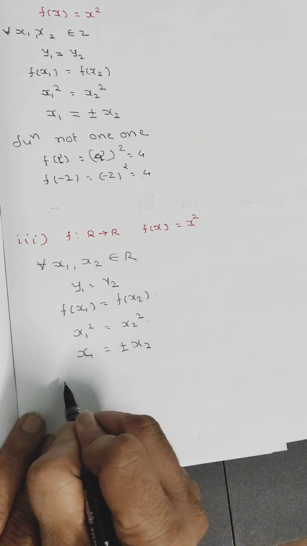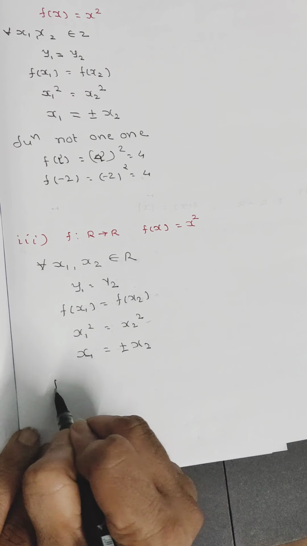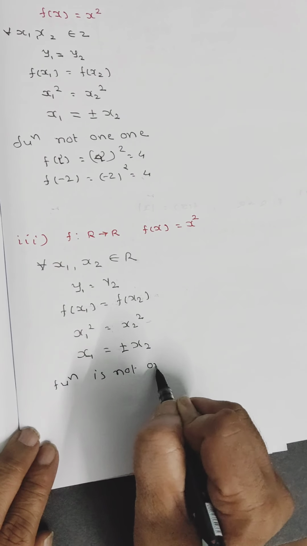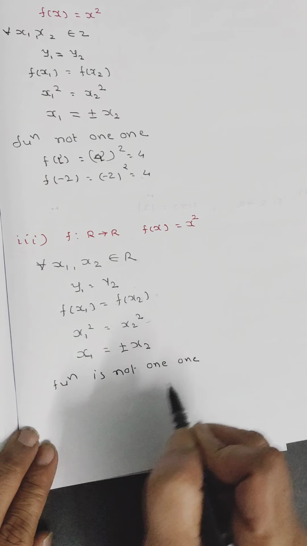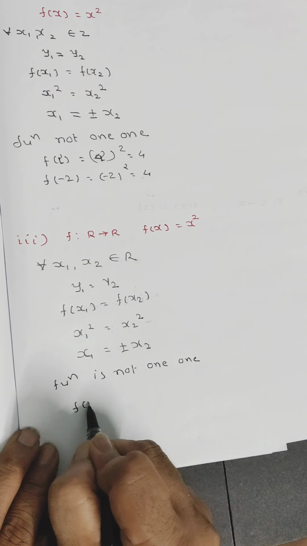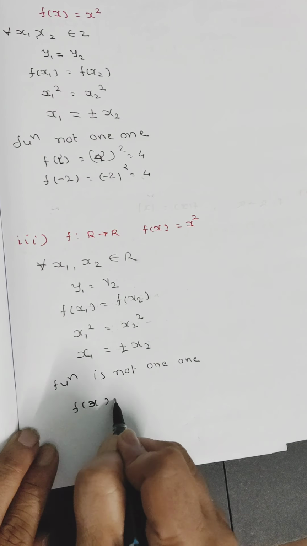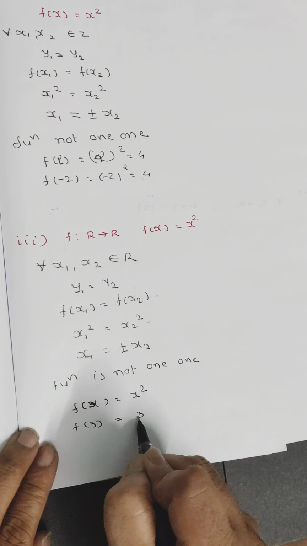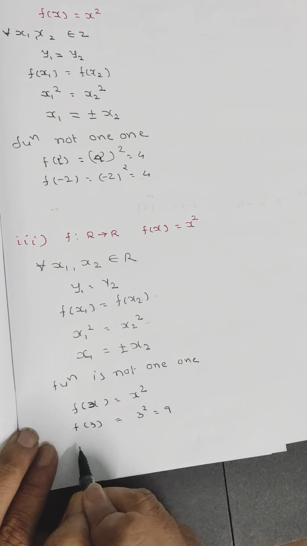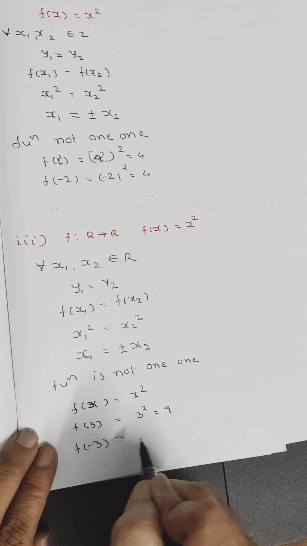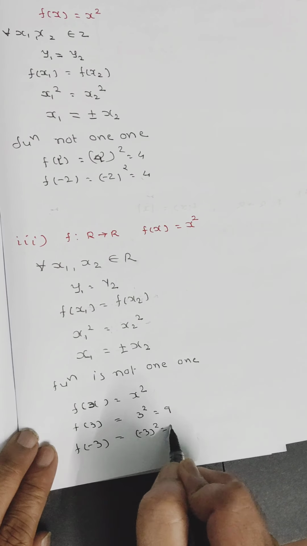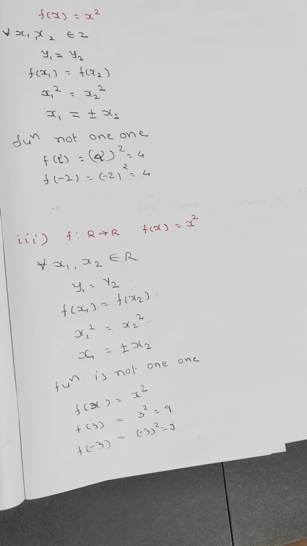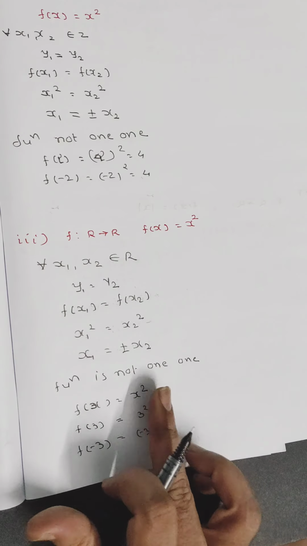Same way here. So the function is not one-one. Here if I say the function f(x) is equal to x square, f of 3 is equal to 3 square, which is 9, f of minus 3 is minus 3 square, which is also 9, means for 3 it is 9 and for minus 3 it is also 9. So the function is not one-one.